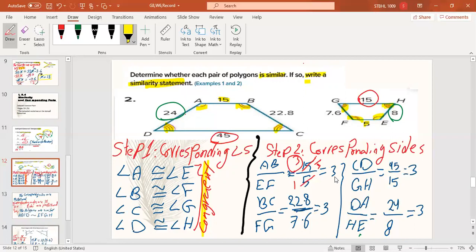Look here, what did we get? When we simplify all of the ratios between the corresponding sides in the two similar figures or two similar polygons, we got the same number. So the corresponding sides in the similar polygons are proportional. If we get the same number for each ratio after simplifying, this means that the sides are proportional.